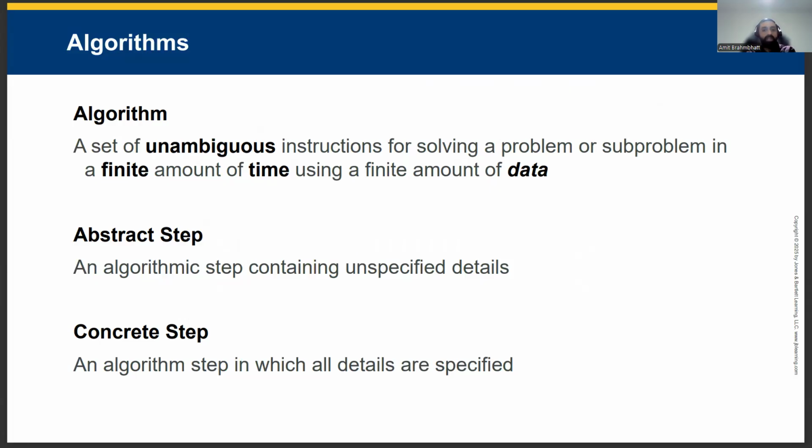Abstract steps help you think broadly about the algorithm structure, while concrete steps allow a computer to execute the algorithm precisely. Understanding this distinction is vital because algorithm development often begins with high-level abstract planning and gradually transitions into concrete executable instructions. The slide emphasizes clarity, precision, and finiteness as core characteristics of all valid algorithms.